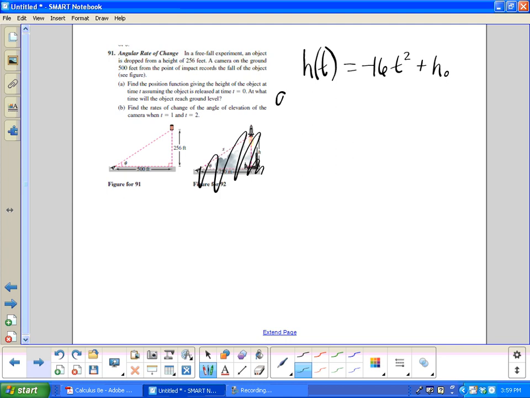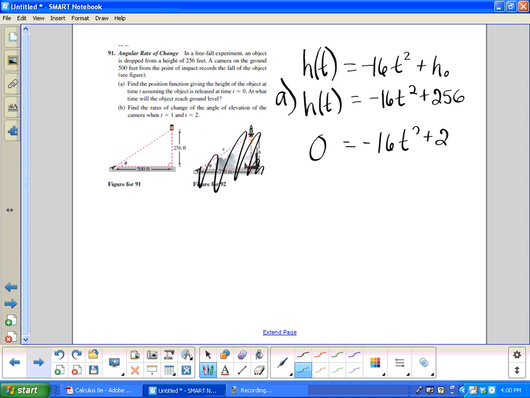So part A tells us, find the position function giving the height of the object at time t, assuming the object is released at time t equals 0. At what time will the object reach ground level? First, for our function, we want to plug in our initial height. This formula up here only works if your initial time is 0. So our initial height is 256, so that's what we get there. And then it wants to know at what time it will hit the ground. When it hits the ground, it's going to have a height of 0. And if we solve this, we only want the positive when we take the square root, and we get t equal to 4 seconds.